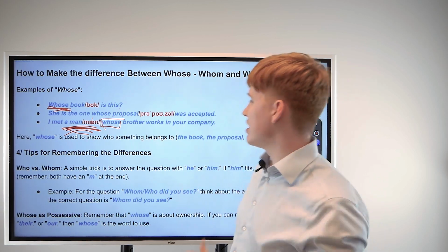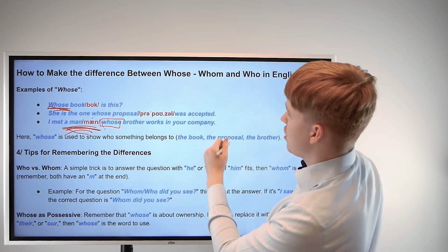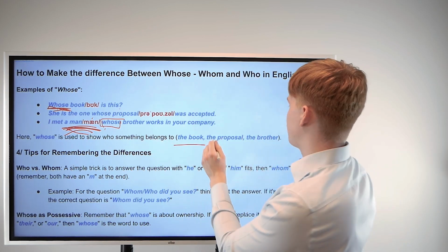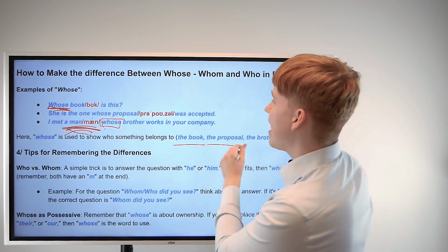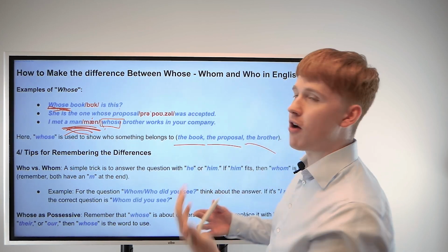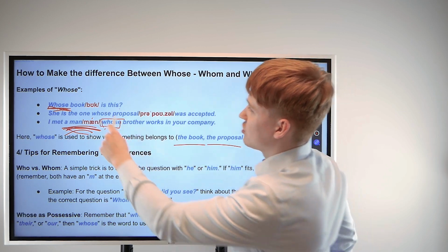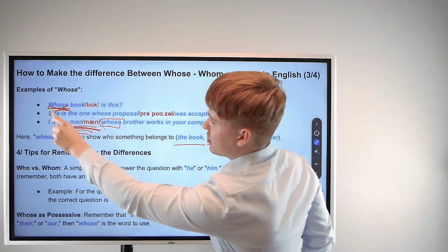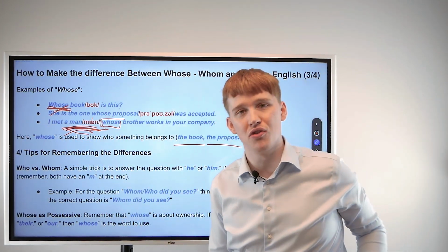Perfect. So whose is used to show something that belongs to someone. So the book is his. The proposal is his. And the brother is his. So it depends on who it is. If you know the person, and you can also use it if you don't know the person as well.